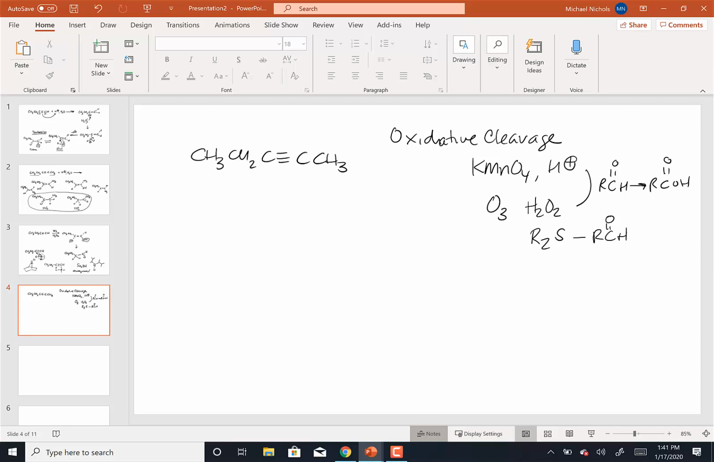Because if you use just some moderate reagent, it's not going to cleave the triple bond. It may do a good job for the double bond. It's not going to do it for the triple bond. So we've got to use something that's very oxidative. So in the process of using a very potent oxidizer, I'm going to cleave the triple bond.